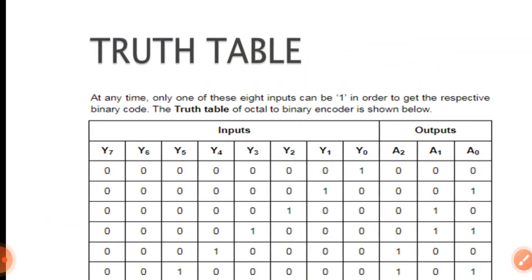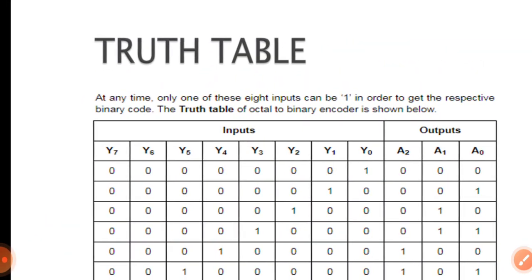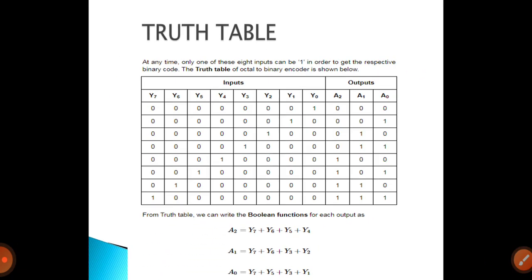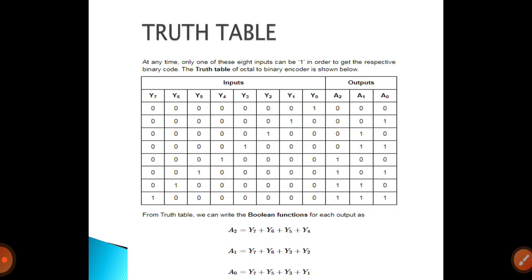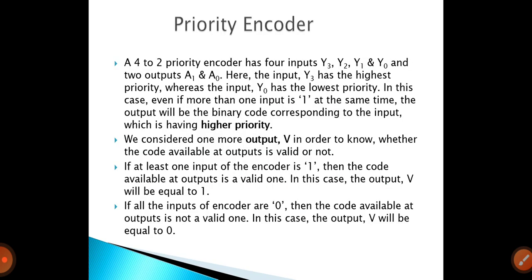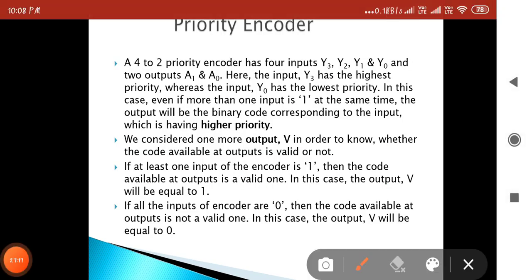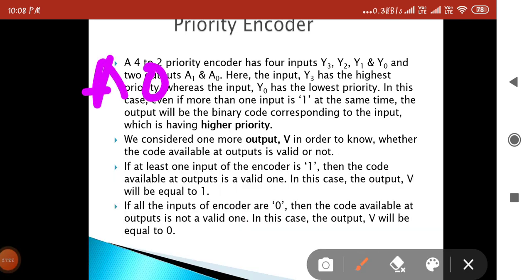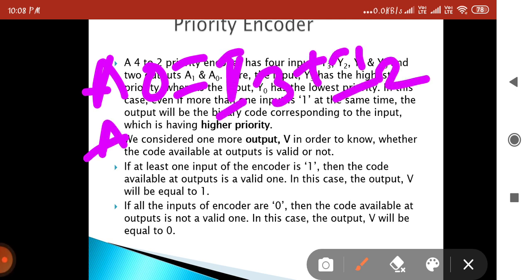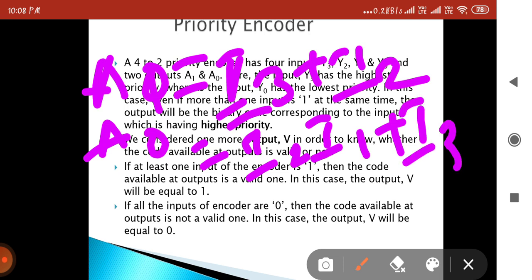It is the 3:8 encoder. This is how the equations come. By the circuit diagram, I am going to explain this one, with 8 inputs. This is the circuit diagram. A1 equals to I3 plus I2, and A0 equals to I2 bar I1 plus I3.